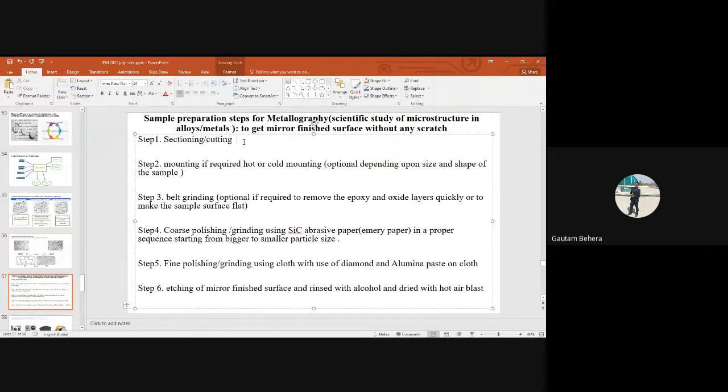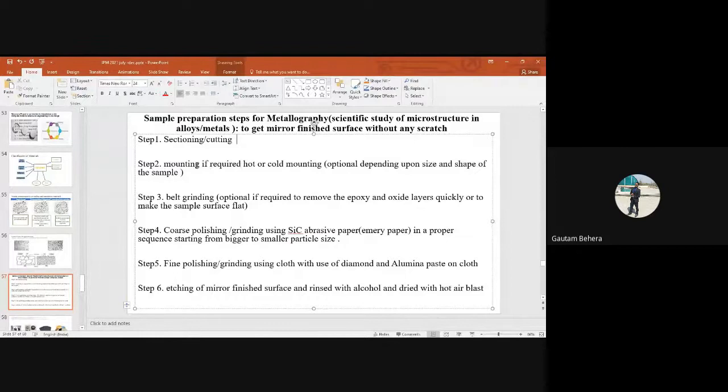And it may happen like, suppose you have a very big sample, but your interested area is in a limited area. So what you need to do, you need to cut it and do sectioning of it so that you get that particular region for microstructural study. So first step is sectioning and cutting. The function, you understand, is to get a very small size sample. Second one is to get a particular region which you are interested in. The next step is what?